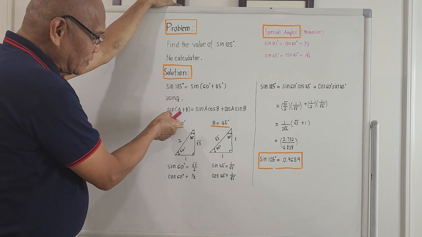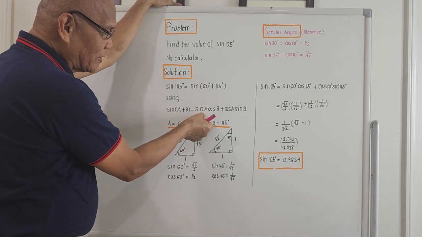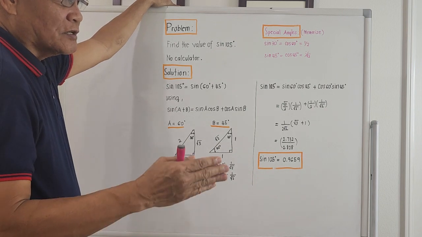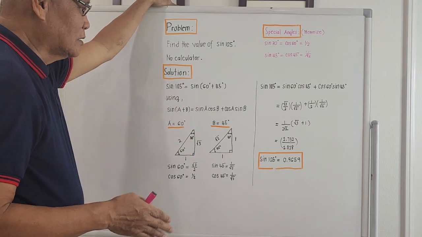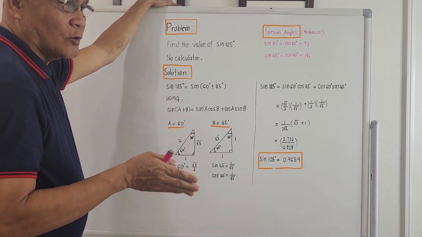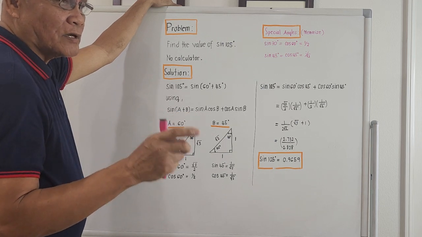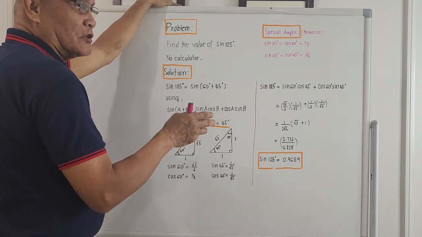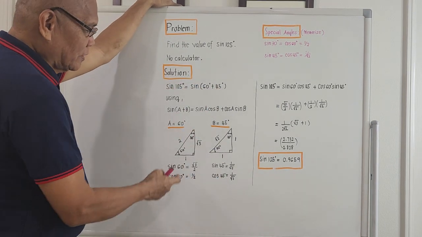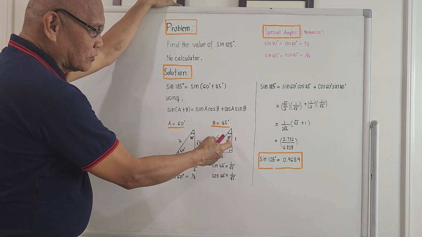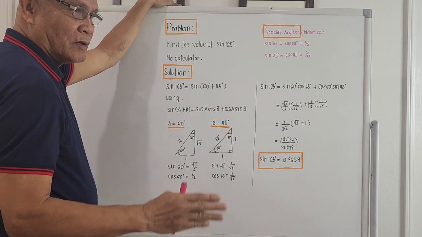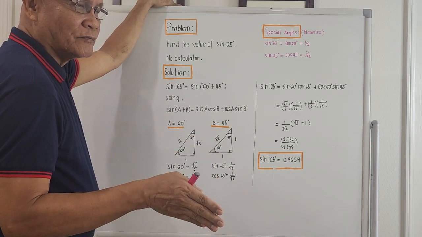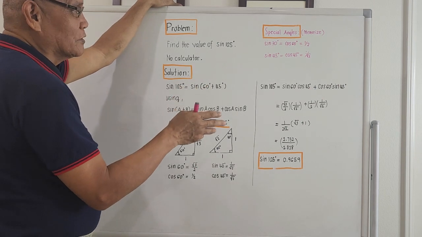Meaning the sine of the first angle plus the second angle is the sine of the first times cosine of the second, plus cosine of the first times sine of the second. Since we do not use a calculator here, we'll produce the sine and cosine values of the two angles using our knowledge of special angles. The special angles are two right triangles, the 30-60 right triangle and the 45-45 right triangle. If you have studied mathematics, we know the values of these by heart.